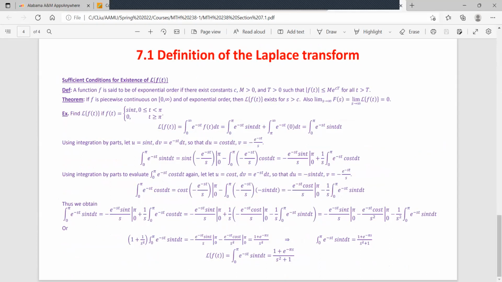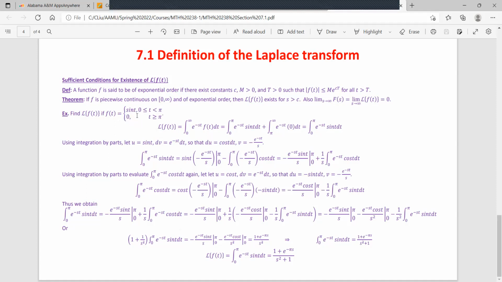So let's just do one example, a special case of the Laplace transform for some specific function. In this case, the function f is defined piecewise. So it's not continuous, but piecewise continuous. It has two pieces. One piece from 0 to pi, when t is from 0 to pi, you have the function f to be sine t, and the other piece is 0 for t greater than or equal to pi.